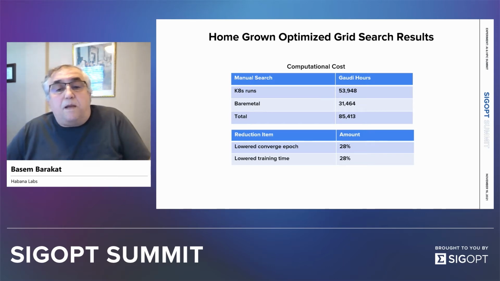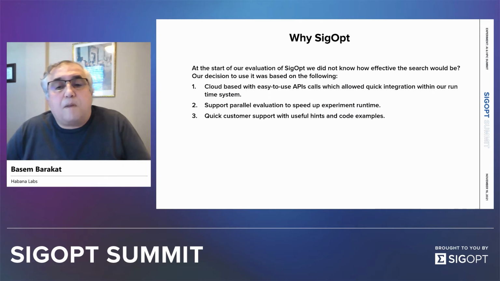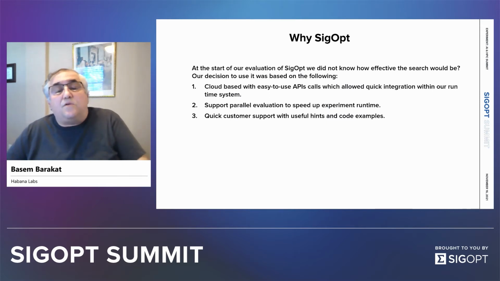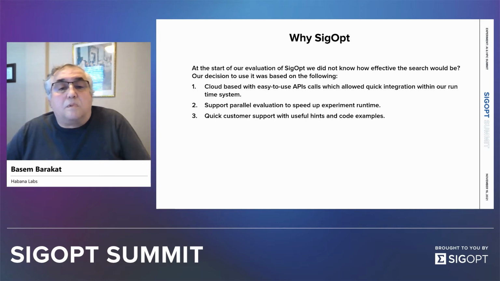And we thought that's very good. We lowered the runtime by 28%. So we decided to use an optimizer, and we did not know whether SigOpt would give us a better number versus another optimizer or even versus our own manual search, because we thought we lowered it 28%, so we did well.